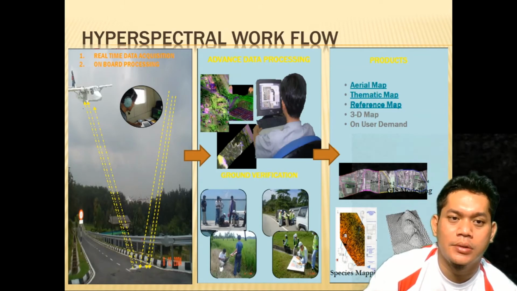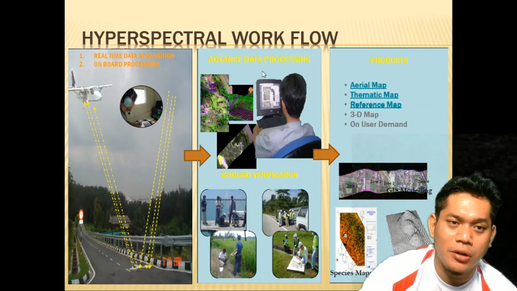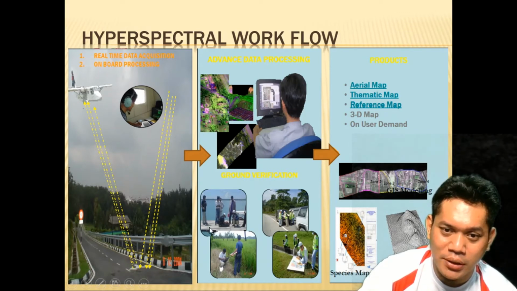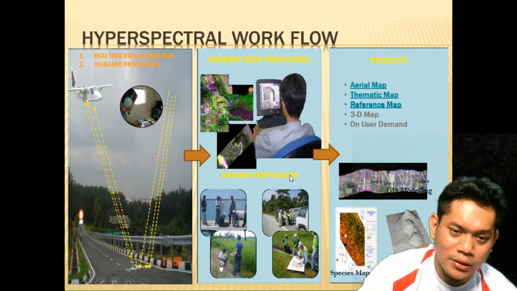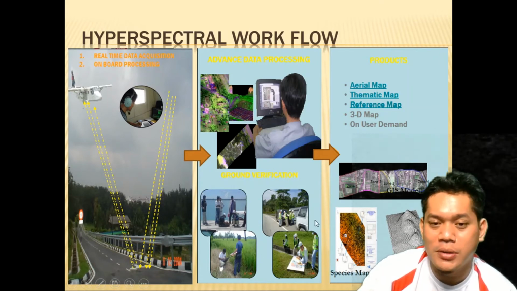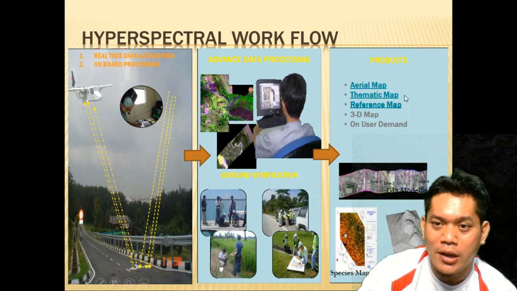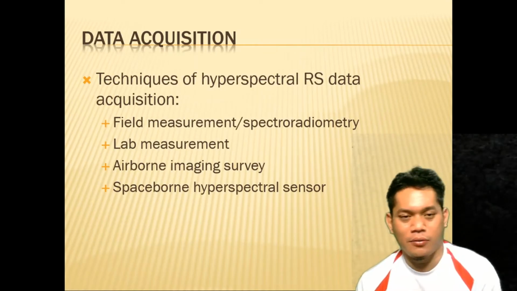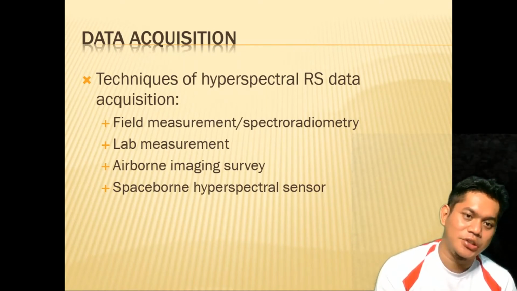Okay, so how does it go? We have to fly first with the onboard system, and after that we use the software to do the processing, and we use the mobile spectral radiometer to do the ground verification, and after that we come out with the maps.